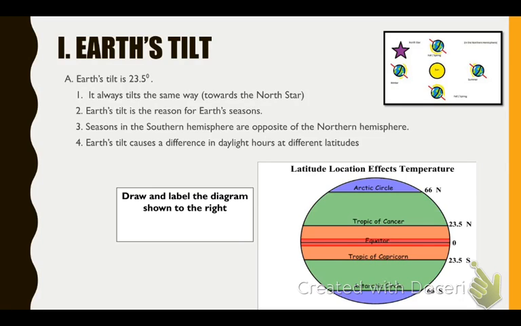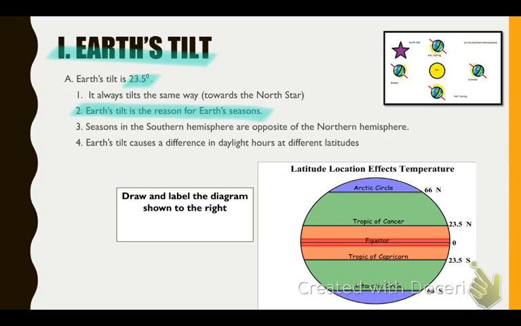Alright, so you do have to write this information down because this is new information. Earth's tilt. I would put that on the left side of your Cornell notes, to separate your notes and make it look a little bit neat. That tilt is 23.5 degrees, which you already know. It always tilts the same way, so it's always going to be that 23.5 degrees. Earth's tilt is the reason for Earth's seasons, so that is a really important thing to remember, because you will see a question and that's going to help you find the answer.